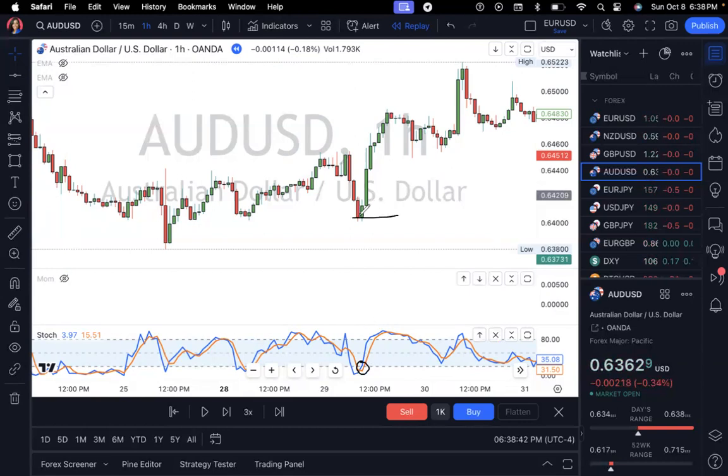Actually, we can see the demand area here. The market came into this area, and then it came into this area again. Simultaneously, the stochastic was also crossing back up. The market was going up. Same thing with this. We see a demand area. We see the stochastic crossing back up into the blue zone. We see the market going up.